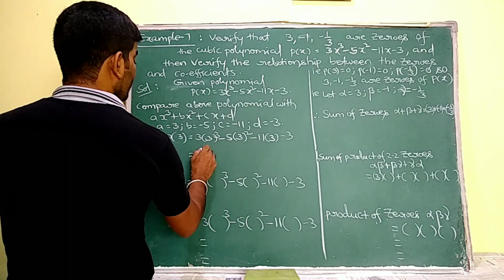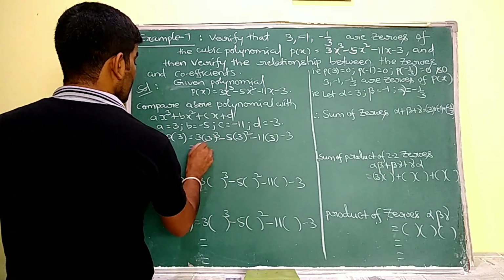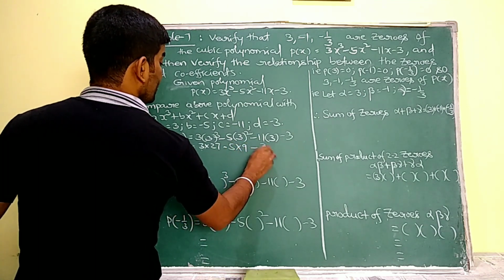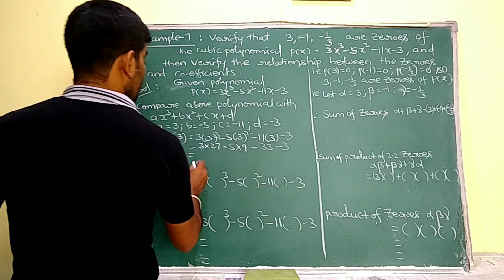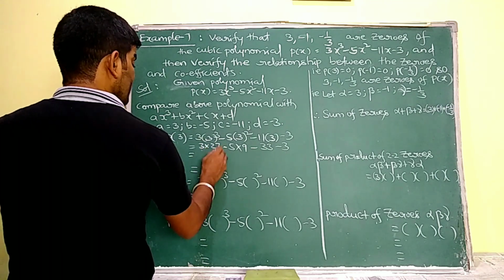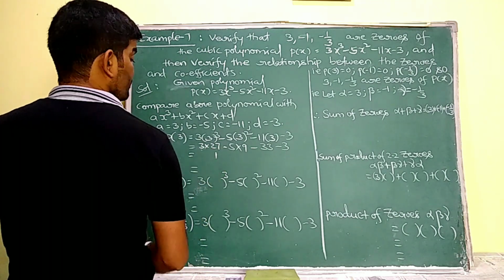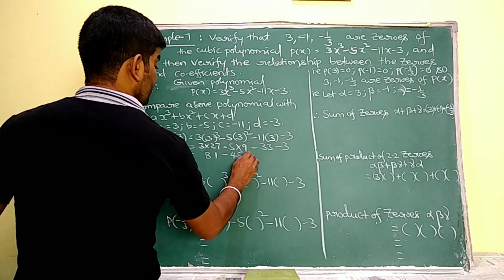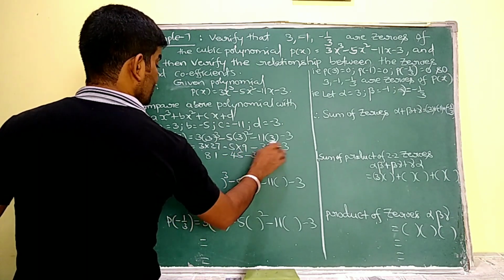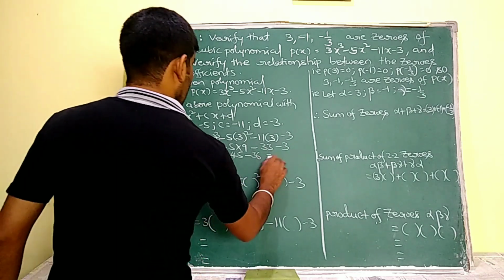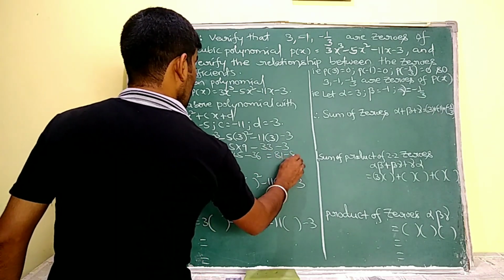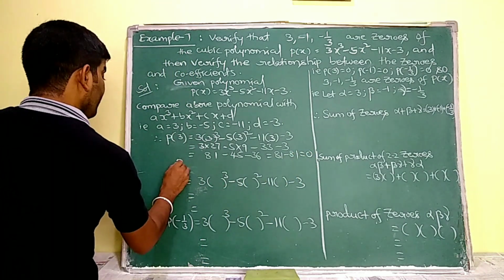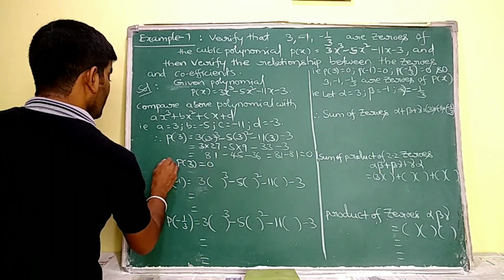So 3 into 3 cube means 3 into 27 it is. Minus 5 into 9, minus 11 3s are 33, minus 3. See ma, 3 7s are 21, 3 2s are 6 plus 2, 81 minus 45, minus 36 it is. Totally 81 minus 81, that is equal to 0 ma. That is P of 3 is equal to 0 we obtain.